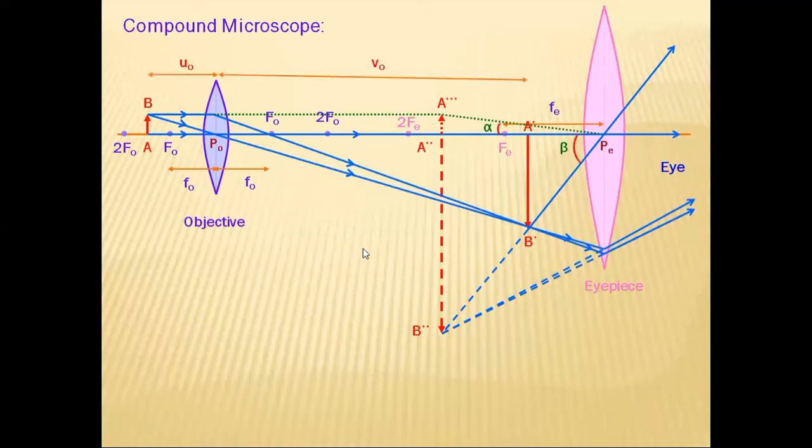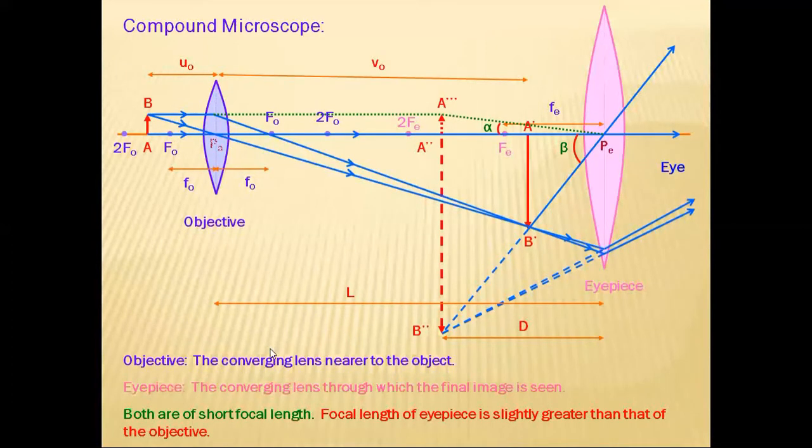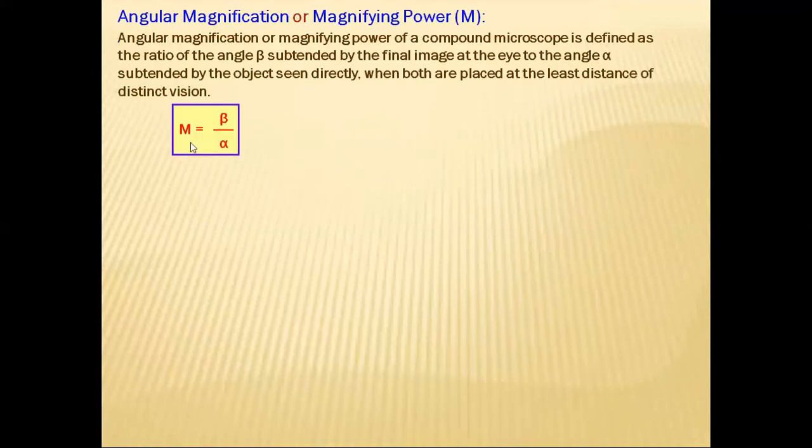So I have discussed this from the figure, and next I show you the main equation. Here the distance of clear vision is D, which is nothing but V, and the length between the two lenses is L. So we now discuss the main equation of the compound microscope.